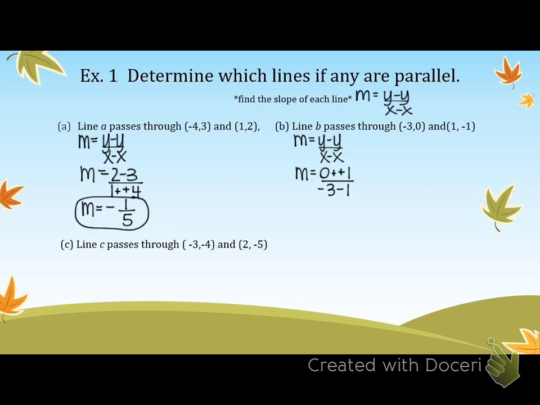The double negative became a positive, and so your slope equaled what? M equals 1 negative 4. 1 negative 4. And again, I'm just going to put that negative out in front of the entire fraction. There's only one of them, so I'm going to put it out there in front. All right, line C. Again, the formula, M equals y minus y over x minus x.